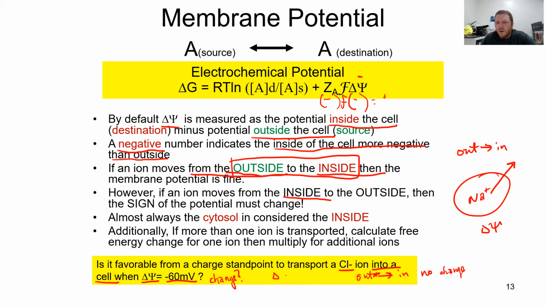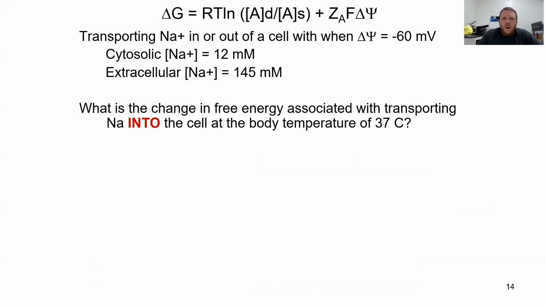So that would ultimately be a positive value. So delta G here, just from the electrical potential, would be positive. So no, it would not be favorable. What about transporting it out? So doing the opposite, yes, it would be.